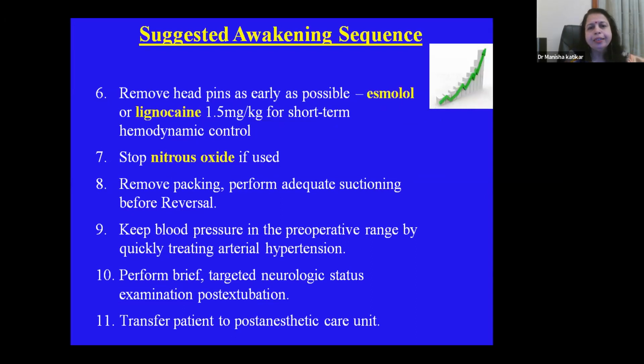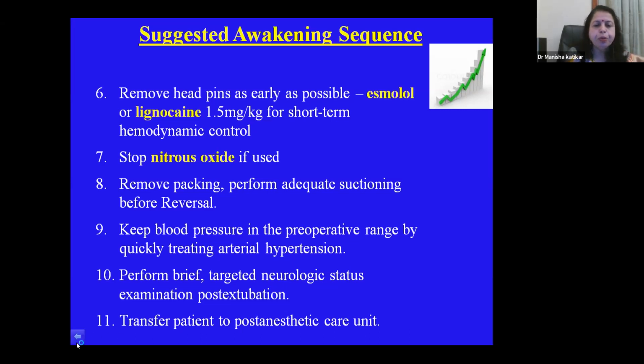Remove the head pins as early as possible. Give additional doses of esmolol or lignocaine if required. Stop nitrous oxide, remove oral packing if used, perform adequate suctioning before reversal, before stopping the inhalational agents. Keep blood pressure in the preoperative range by quickly treating the arterial hypertension. Extubate the patient. Perform a brief targeted neurological status examination post-extubation.